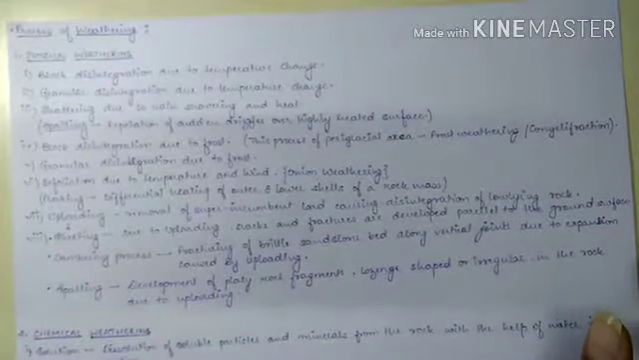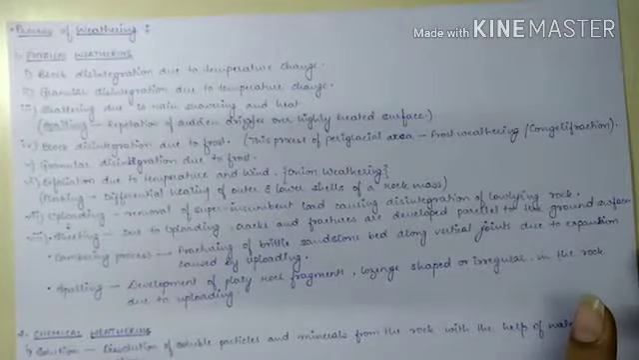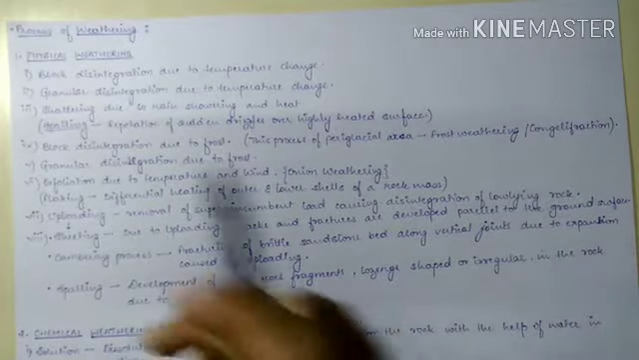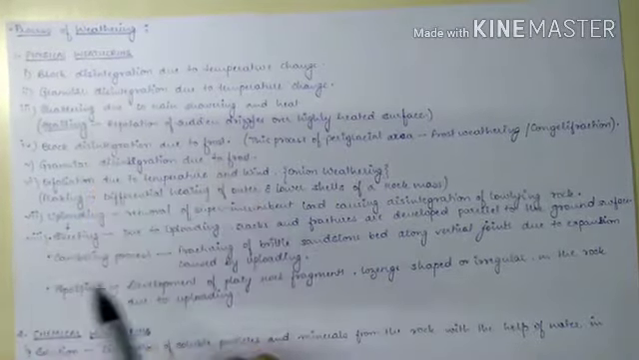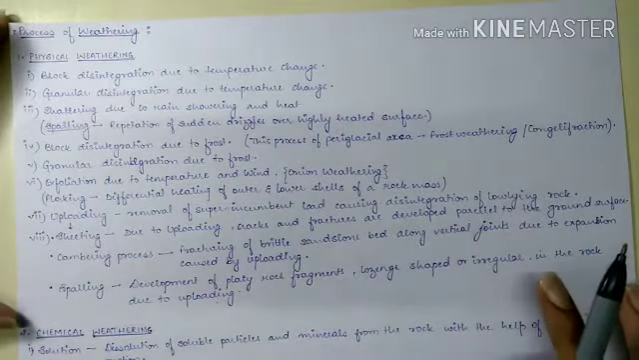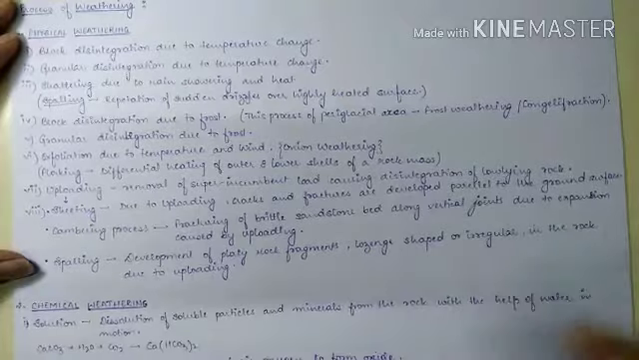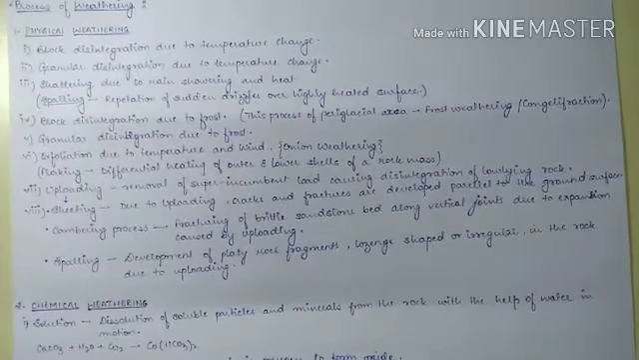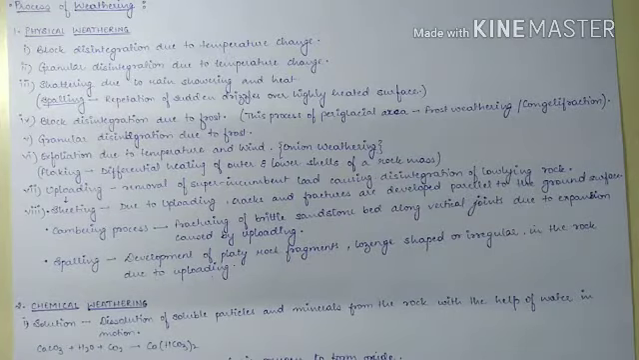Okay, now we have seen the agents of weathering. Now we will look into the processes of weathering. So there are basically physical weathering, chemical weathering, then we have biological weathering, then anthropogenic factors, and so on. Now we will see physical weathering. In physical weathering, we will see that temperature is an agent of weathering.